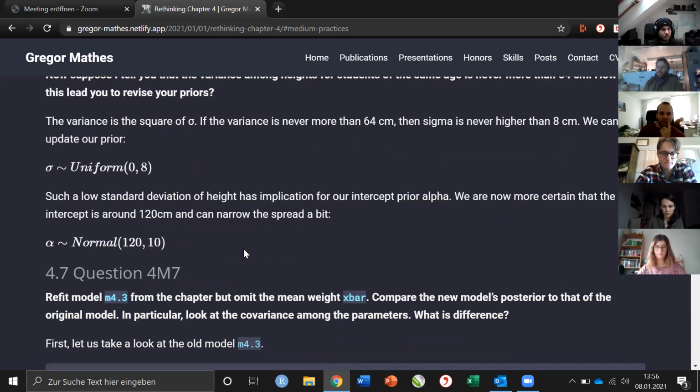Then this has implications for the alpha prior, because the spread is not as big as previously. So you could adjust the alpha prior as well, if you want to.